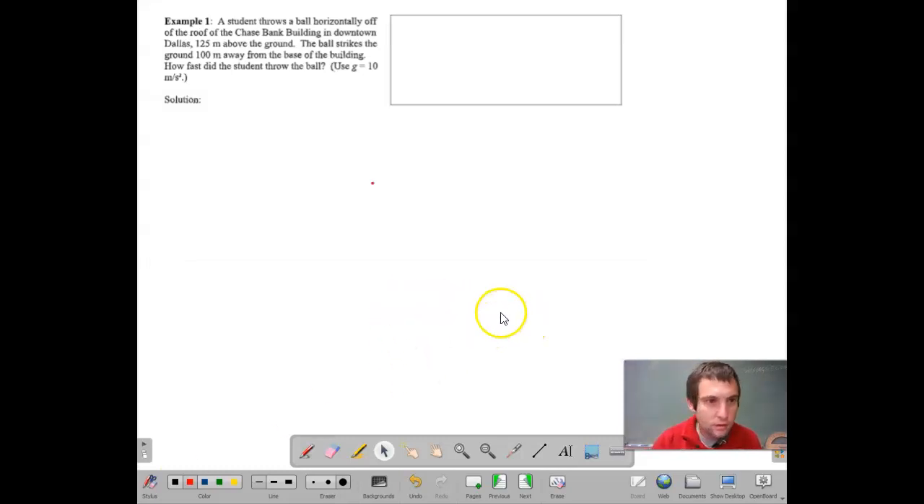In the next one, we have a student throwing a ball horizontally off the roof of the Chase building in downtown Dallas, 125 meters above the ground. The ball hits the ground 100 meters away. How fast does the student throw the ball?